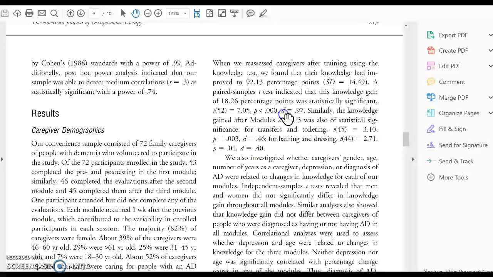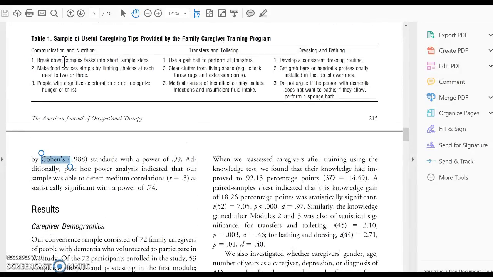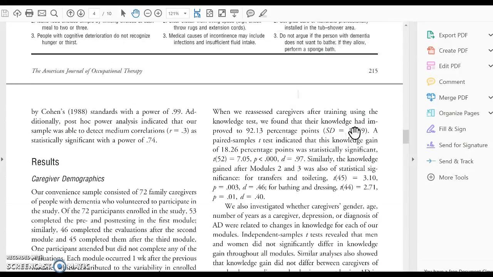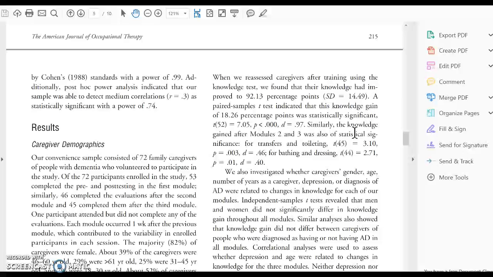This d equals 0.97 is called Cohen's d, which we did talk about up here. So Cohen's d as well is the effect size. Oh, there's something else we need to talk about. All of this was based on the effect size of d equals 0.97. Now let's talk about that in the next video.